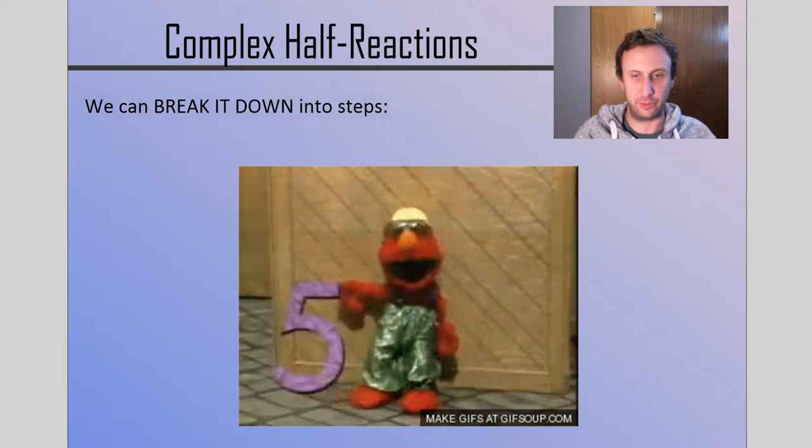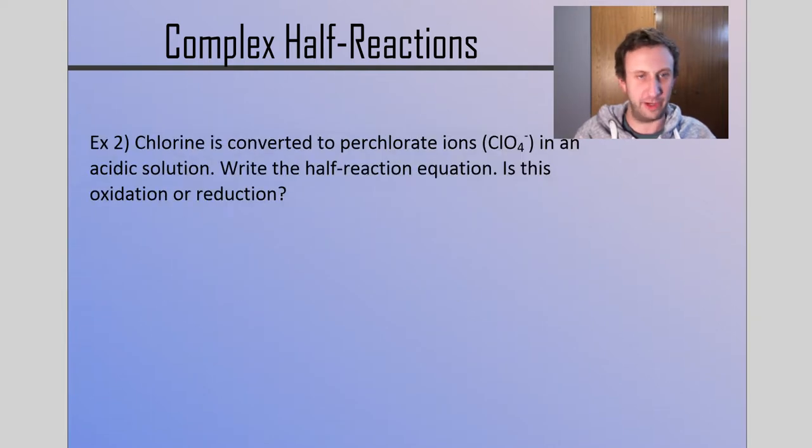Okay, so let's move forward and try a different one. So chlorine is converted to perchlorate ions in an acidic solution. Write the half reaction equation.